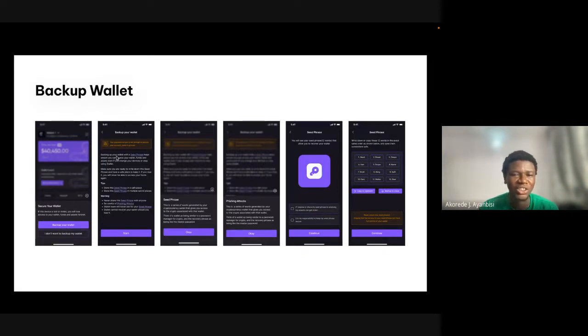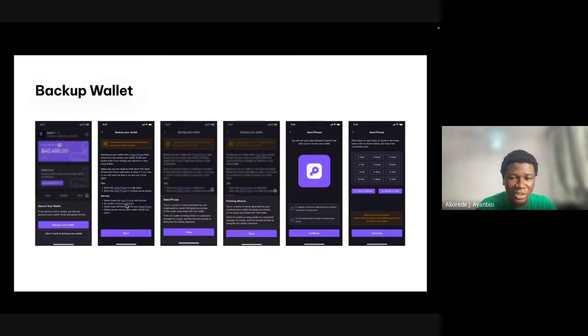So this page is showing you all the things you need to do, all the things you need to know about backing up your wallet, and you can even read about certain Web3 terminologies. Because one of the things I also paid attention to is, I don't want users to minimize this app to go to Google to start searching for the meaning, right? They can get all this information right on that application.